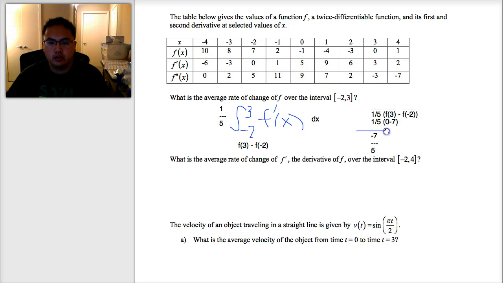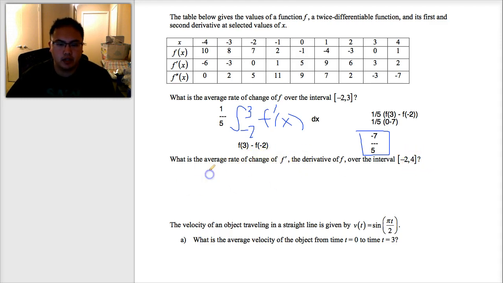So again, we're sort of using some review from the last section. If ever I need to find the antiderivative of the derivative, remember it equals f of b minus f of a. And we did a whole bunch of that all last week when I was gone. Alright, last one that we have time for. What's the average rate of change of f prime over the interval -2 to 4?